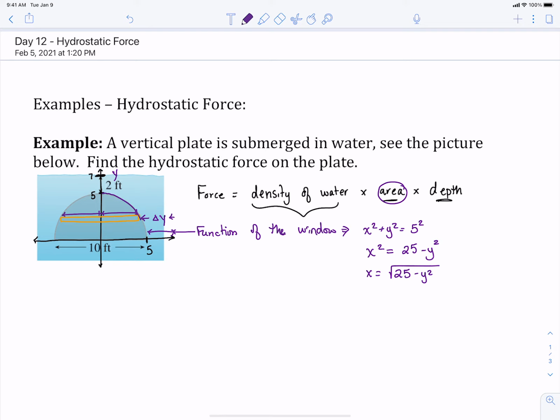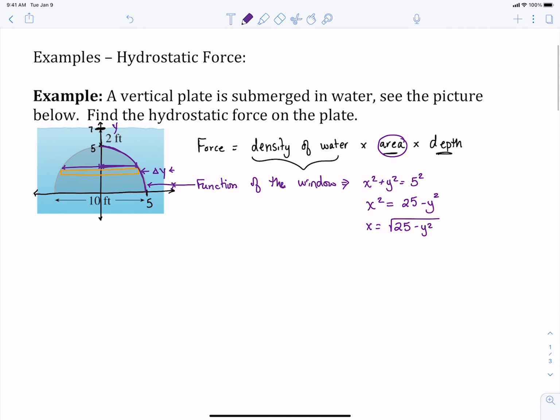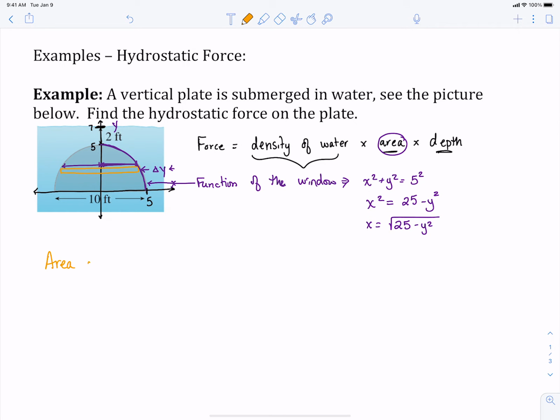And again, that's just grabbing this part of our circle for us, that's all we need right now, because we just want to go from this axis out to the side here. So the area of the strip of window that we have here, it's going to be, so this length right here, that is one of our square roots of 25 minus y squared.